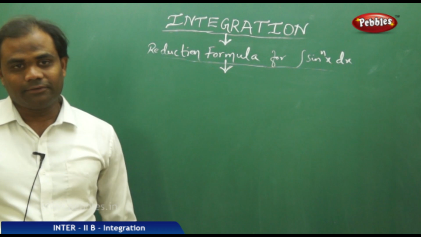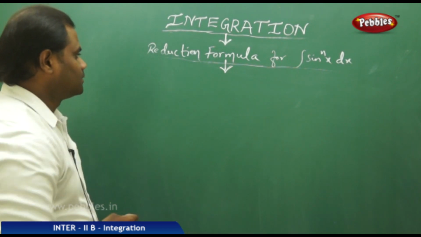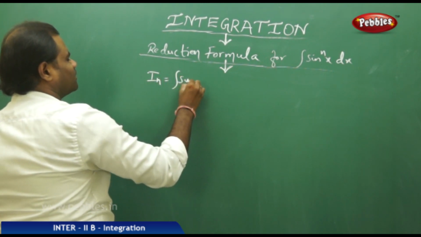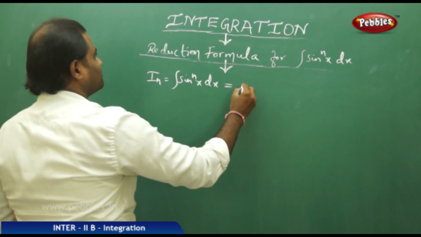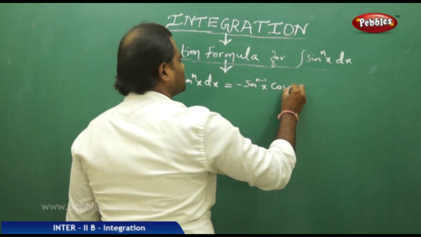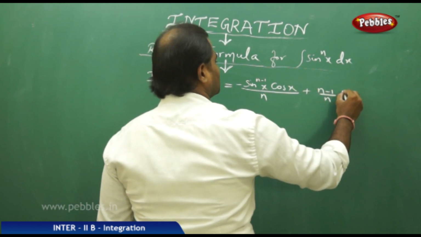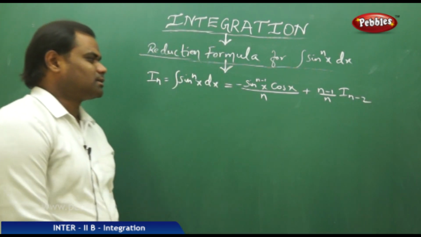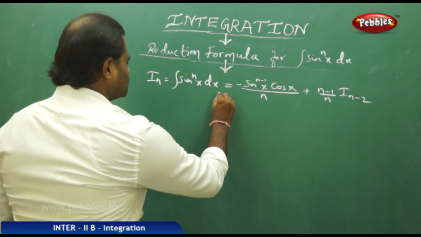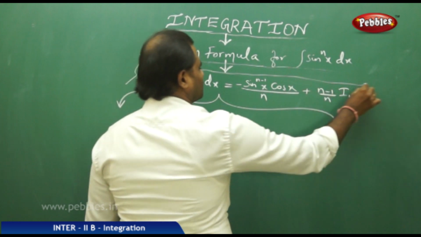Now let's take the odd and even cases of the reduction formula for integral sine power n x dx. As we know, the reduction formula for In, that is integral sine power n x dx, is given by the formula minus sine power n minus 1 x cos x by n plus n minus 1 by n of In minus 2. Then the biggest question is what would be the last term until the reduction. So here come the two cases: one is when n is even and the other when n is odd.